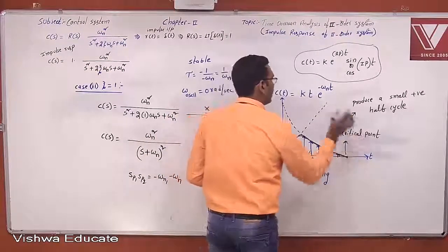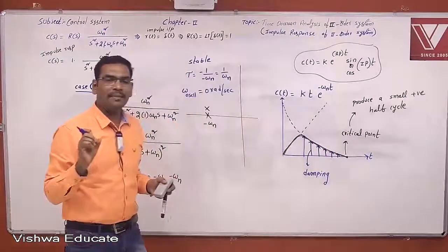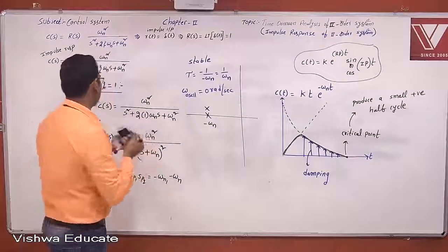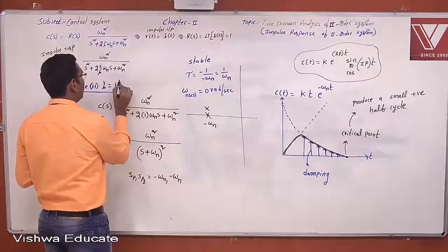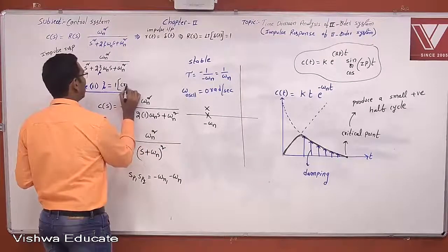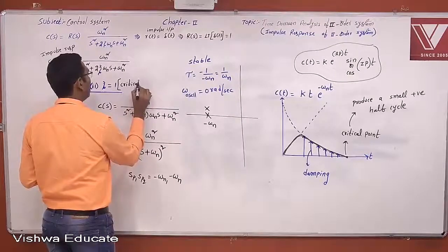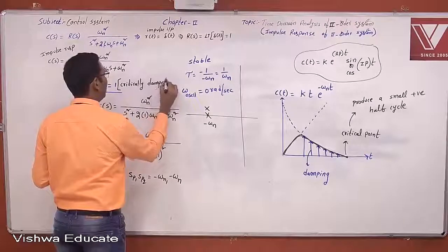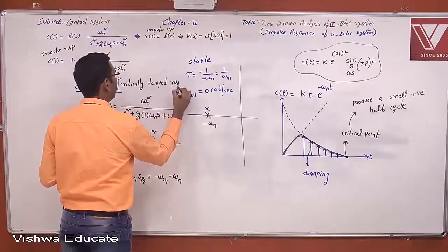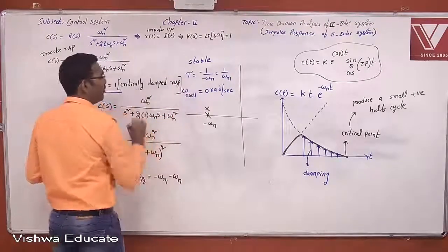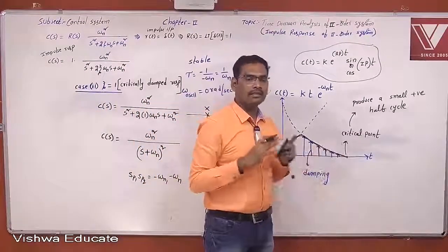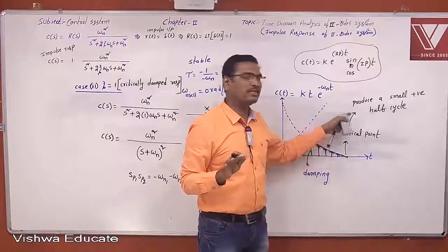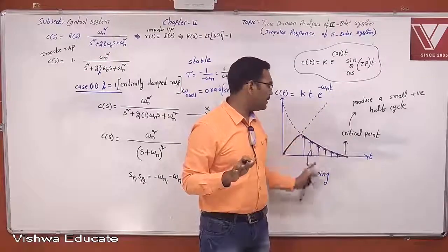This is damping, this is the critical point. Therefore when damping factor delta equals 1, this is called a critically damped response. Amplitudes are decreasing, therefore this is called damping, critically damped response. It is the critical point because at this point all the oscillatory nature is gone.